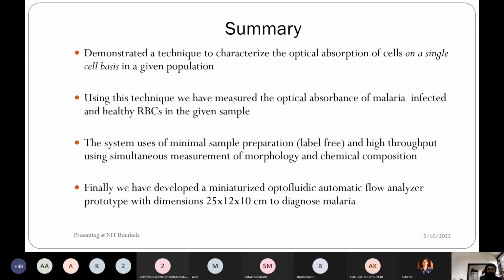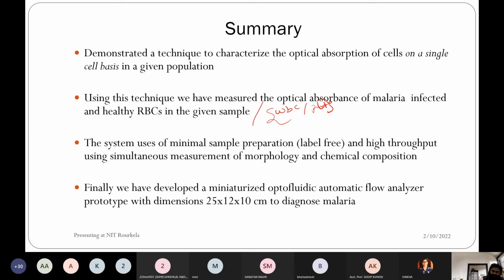To summarize the work, we demonstrated a technique to characterize the optical absorption of cells on a single cell basis from a given population. We are able to measure the optical absorption of malaria infected and healthy RBCs. Of course, the limitation here is that we don't find the WBCs and platelets; we couldn't find what quantity they have. But the RBCs and malaria infected RBCs were clearly identified with this.